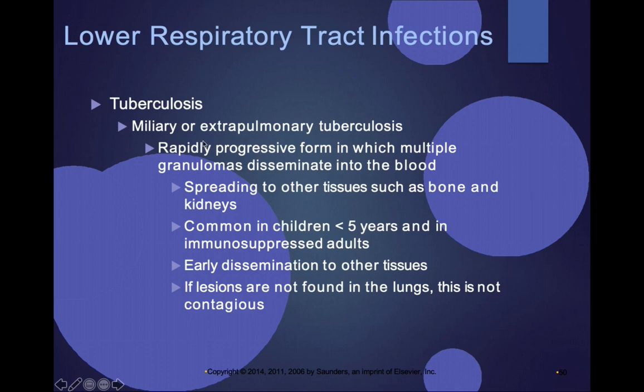With TB, there's miliary or extrapulmonary TB, and it's a rapidly progressive form in which the granulomas can disseminate into the blood, and they spread to other tissues such as the bone or the kidneys. This is common in kids under 5 years of age and those that are immunosuppressed. If the lesions are not found in the lung, then it is not contagious.